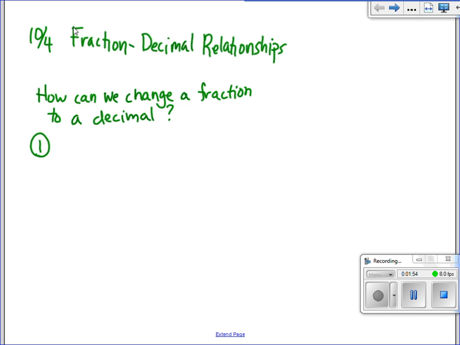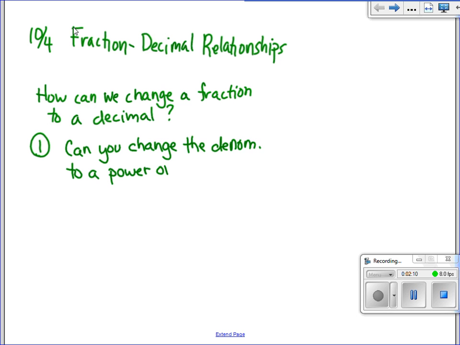First option you should look for is, can you change the denominator, I'm going to abbreviate denominator, of the fraction to a power of 10. I want us to think about what we mean by a power of 10. Daryl gave us a power of 10 already. Daryl, you said change it to what value? 100. 100 is a power of 10 because it's 10 to the second power, right?